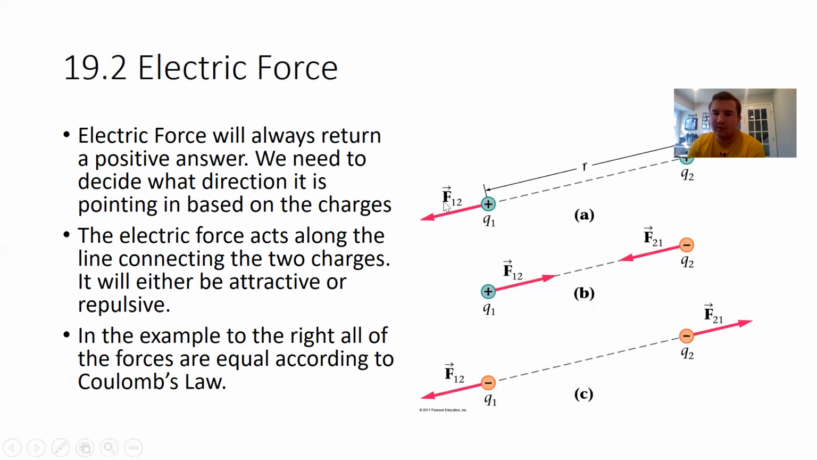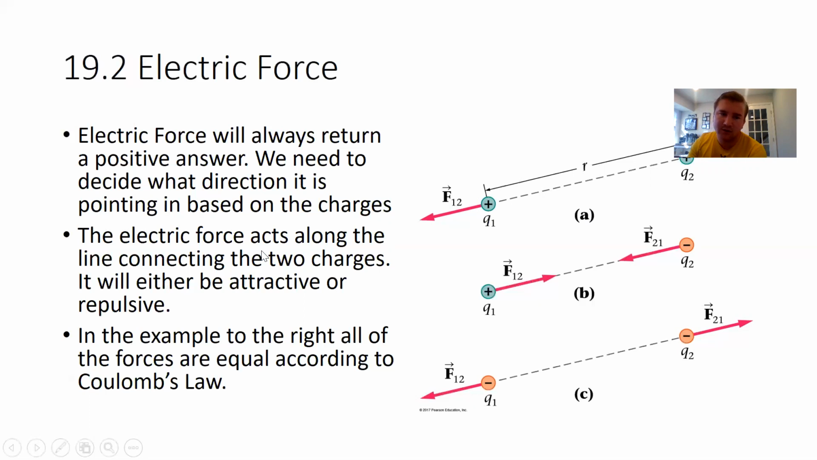So you see how we solve. If we're talking about Q1 and Q2 both being positive, like in case A, we get a positive force, but then this force goes down to the left because we're talking about Q1. This force goes up to the right because we're talking about Q2. So we just have to decide, after we solve for the force, which direction that force is going to go.